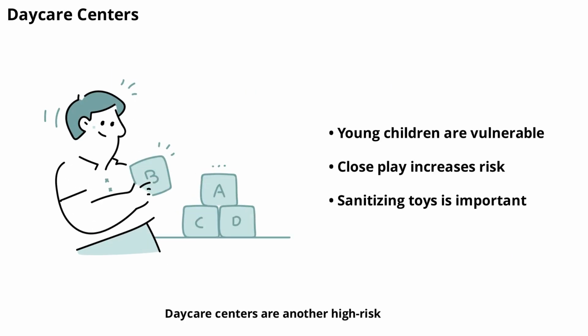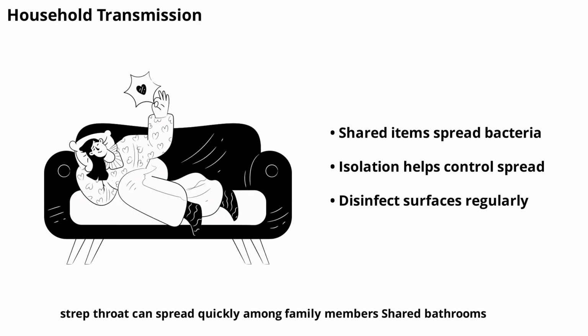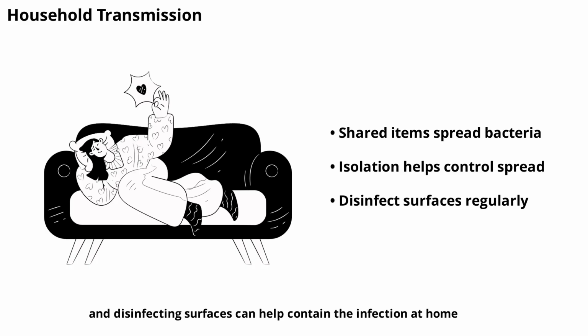Daycare centers are another high-risk environment for strep throat transmission. Young children often play closely together and may not practice good hygiene. Staff should encourage regular hand washing and sanitize toys and surfaces frequently to minimize outbreaks. Within households, strep throat can spread quickly among family members. Shared bathrooms, towels, and utensils can facilitate transmission. Isolating the sick person, using separate items, and disinfecting surfaces can help contain the infection at home.